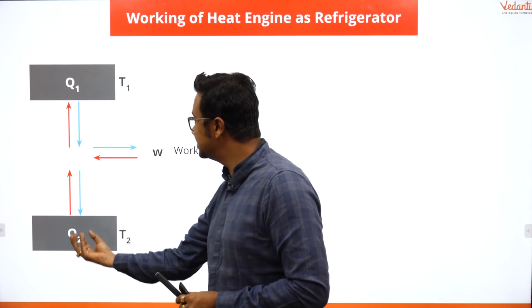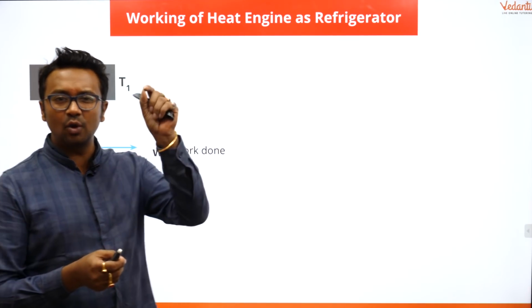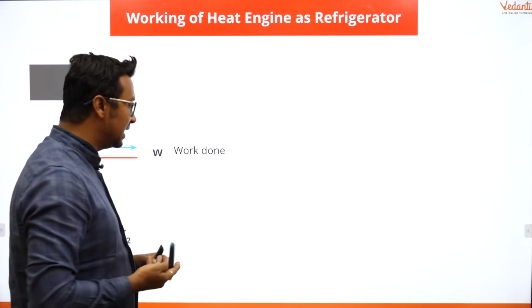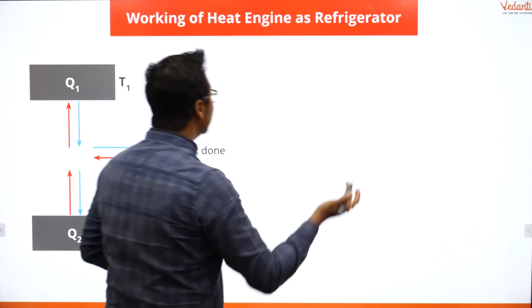In the refrigerator, heat is coming from the cold region, W amount of work is happening, and heat is going out to the atmosphere. So it's just the inverse of it, my dear students. Let us try to find out a relation between the coefficient of performance of the refrigerator and the efficiency of the heat engine. It is going to help us in a lot of numericals ahead of us, my dear students. Okay, so let us see this.